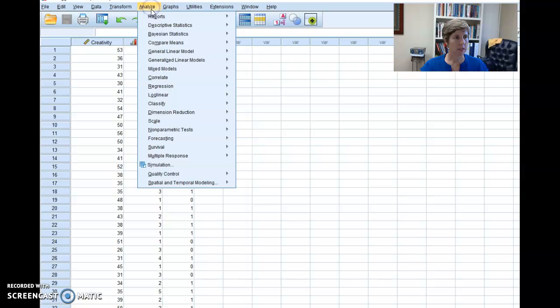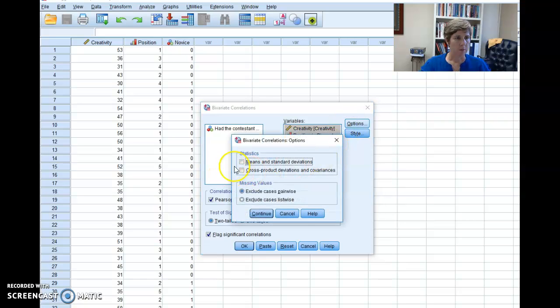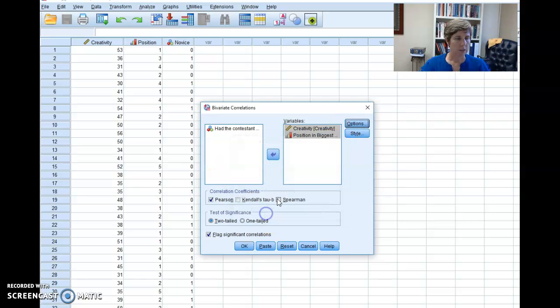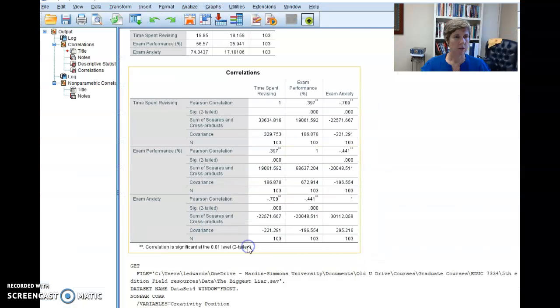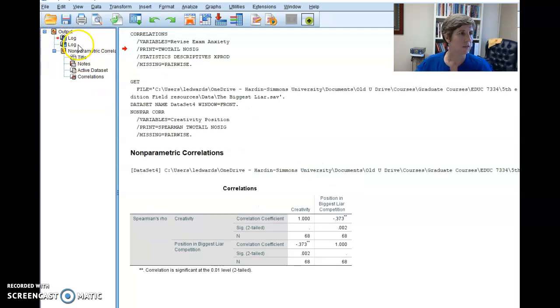So we go up here to Analyze. We are going to go to Correlate, and we're going to go to Bivariate again. In this case, we're going to move creativity and position over. You can do your means and standard deviations. You can click Continue. Notice that I want to uncheck Pearson and I want to do Spearman, and I want to flag the significant relationships, and I'm going to click OK. So we take this first one out, take that one out so we can see.